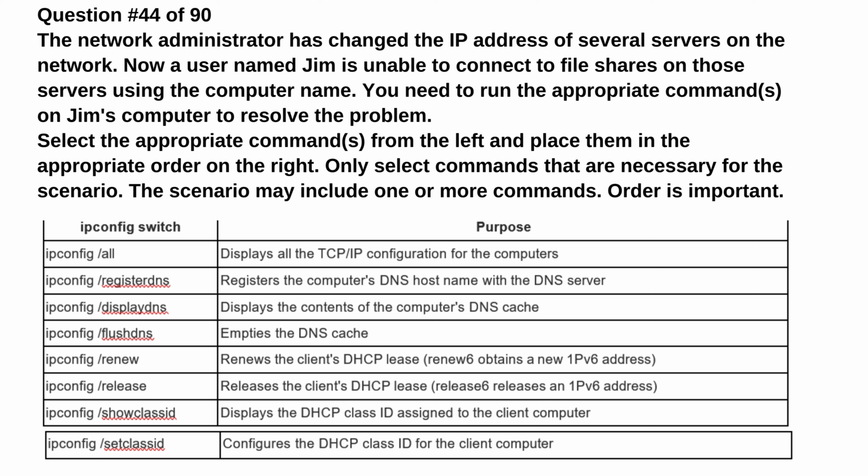The next command is ipconfig /release, and this releases the client's DHCP lease. If you were to use the command ipconfig /release6, it would release the IPv6 address. The next command is ipconfig /showclassid, and this displays the DHCP class ID assigned to the client computer. The last command is ipconfig /setclassid. This command configures the DHCP class ID for the client computer.